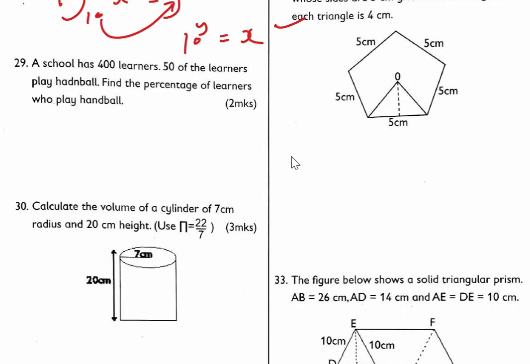Number 29. A school has 400 learners. 50 of the learners play handball. Find the percentage of learners who play handball. This is another very easy question. The percentage will be those who play handball, 50, over the total students, 400. To change into percentage, you multiply by 100. So it will be 50 divided by 400 times 100. The percentage of learners who play handball is 12.5%. So that is the answer. We get those 2 marks.